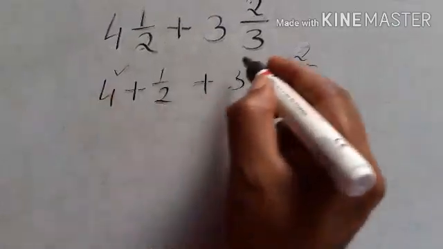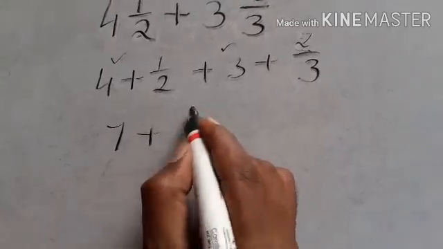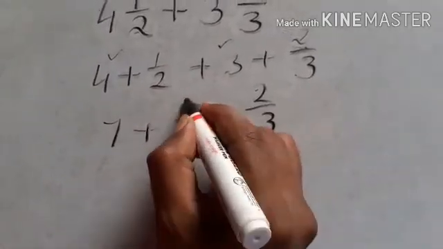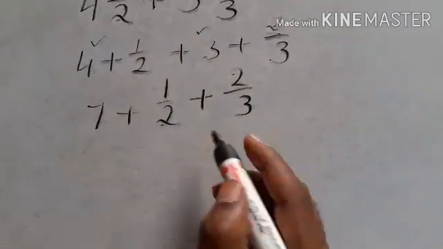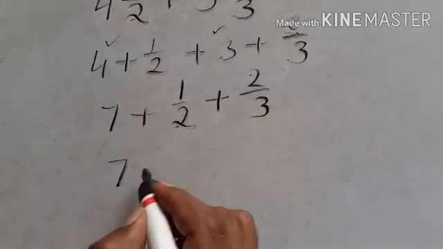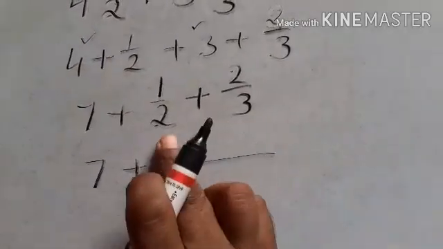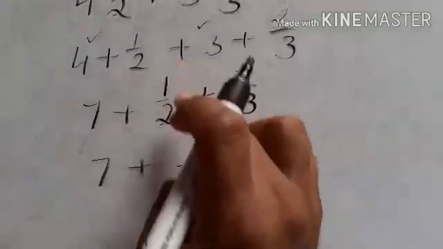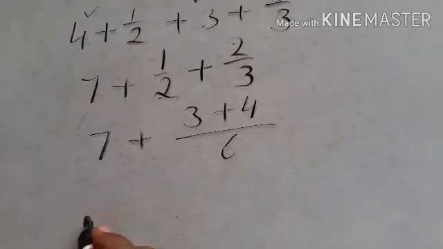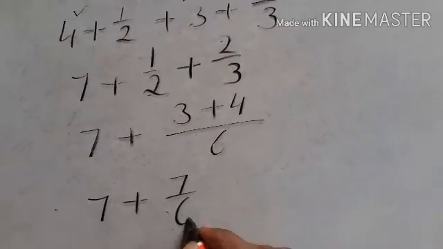So add the whole parts together, means 4 plus 3 becomes 7 plus 1 upon 2 plus 2 upon 3. So now add the fractional part to the fractional part. Do not include the whole number in it. So take the LCM, it becomes 6. Now cross multiply and it becomes 3 plus 4. So here it will be 7 plus 7 upon 6.